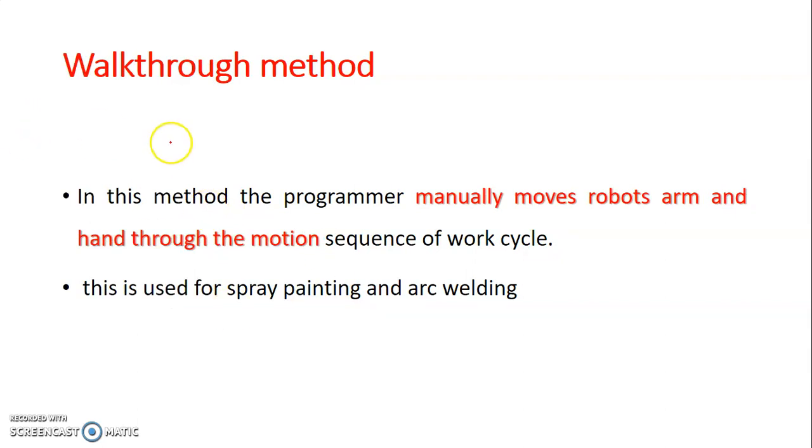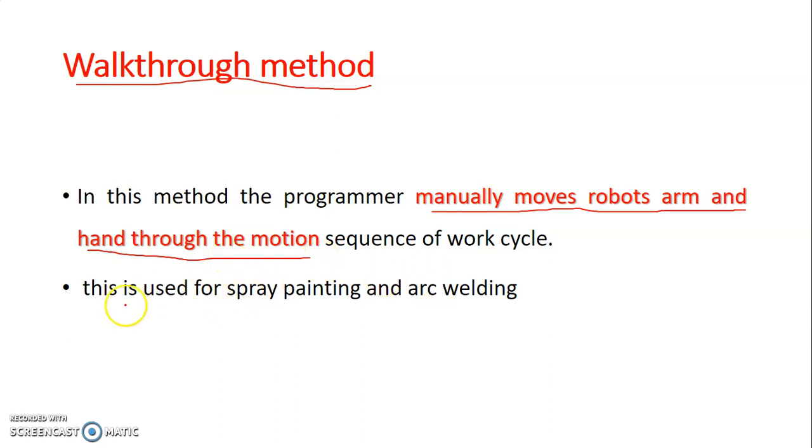Next we have the walkthrough method of programming the robot. What is this walkthrough method? In this method, the programmer manually moves the robot's arm and hand through the motion sequence of the work cycle. This is used for spray painting and arc welding applications. Generally, after constructing the robot, the programmer is going to move the robot and check whether the robotic arm is moving properly according to the work cycle sequence. So whether it is moving properly or not, he is going to check it. That is called the walkthrough method of programming.